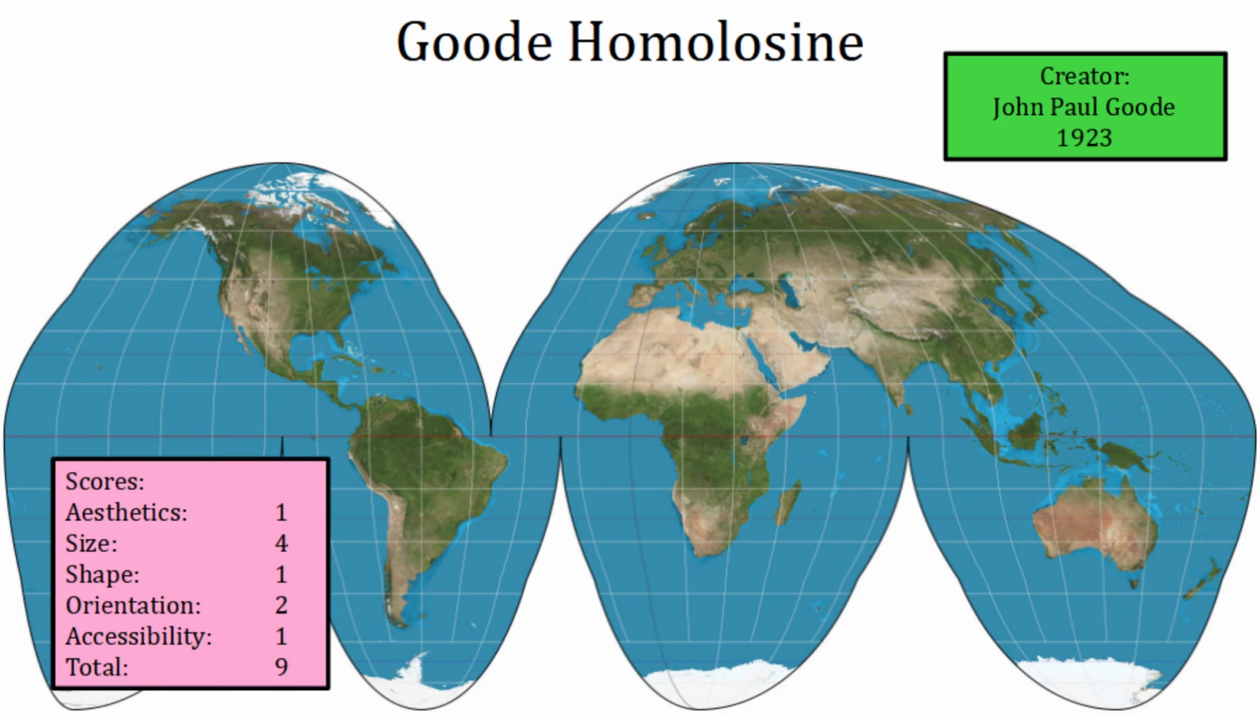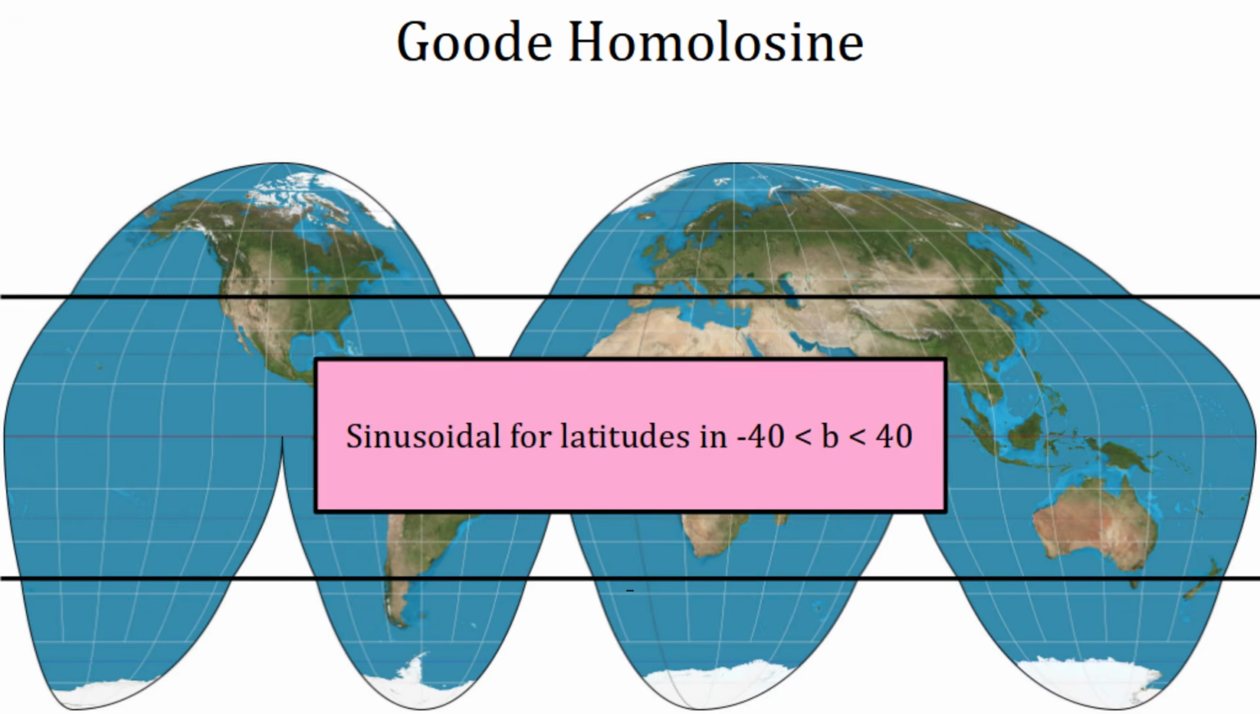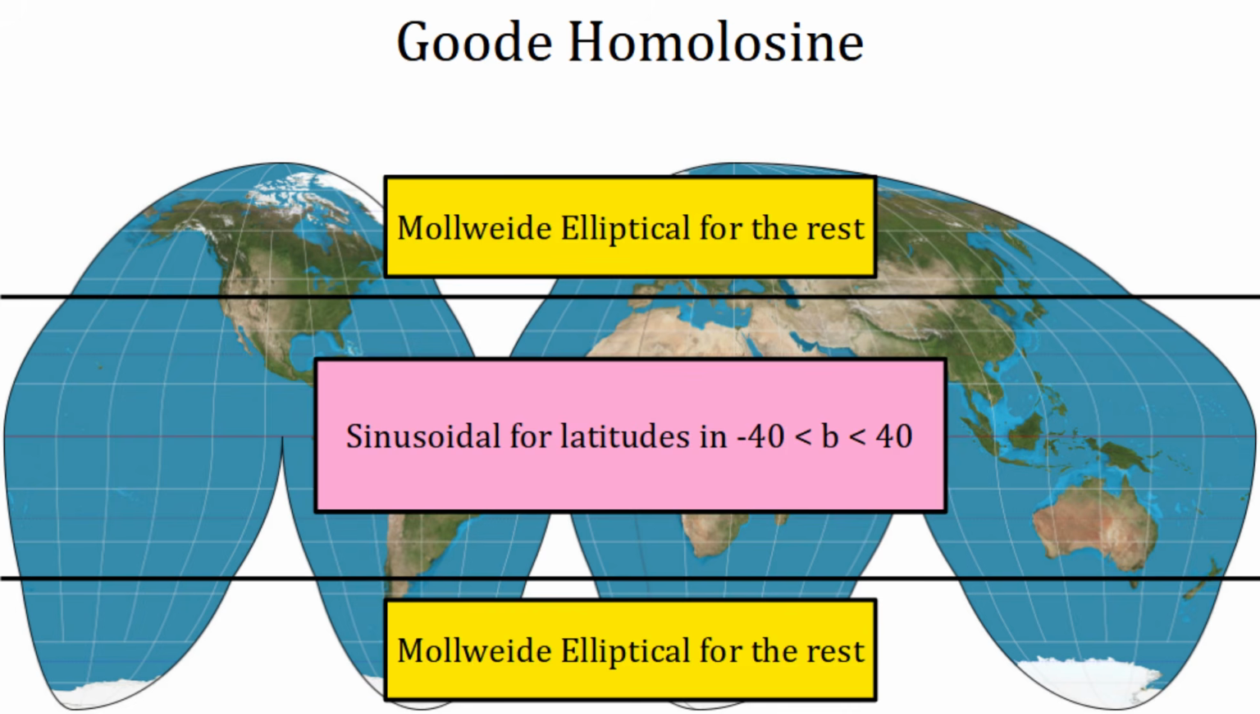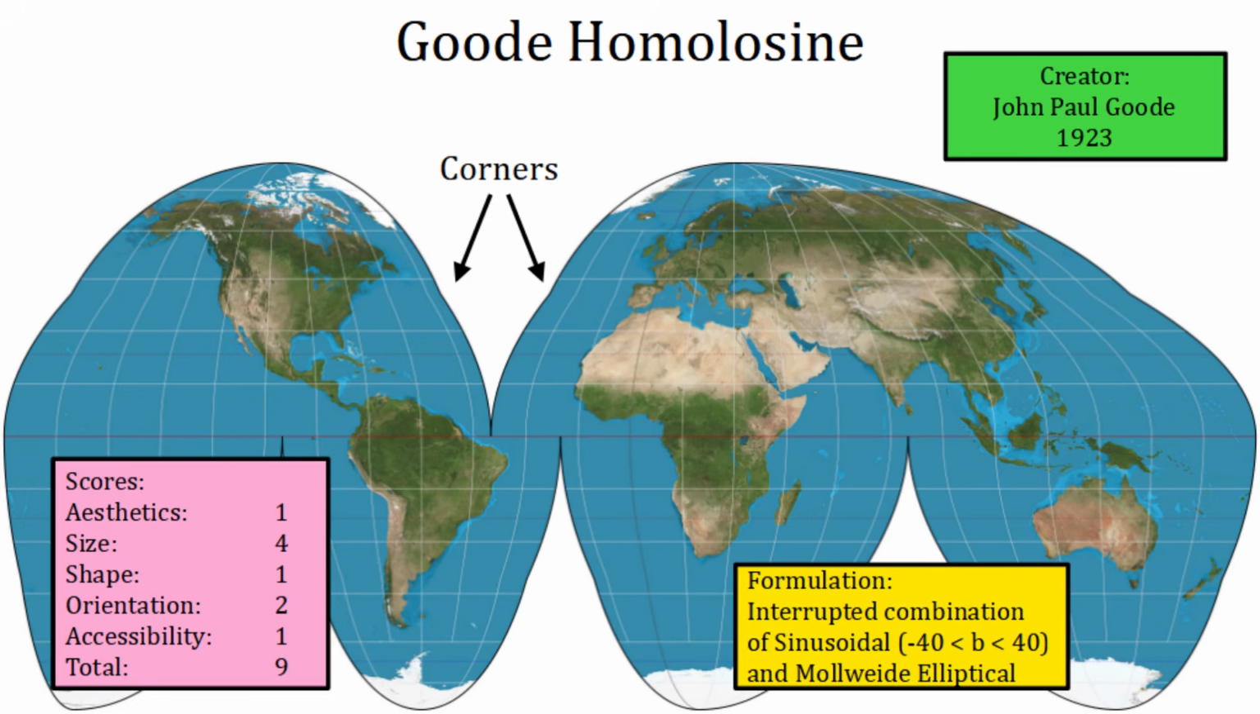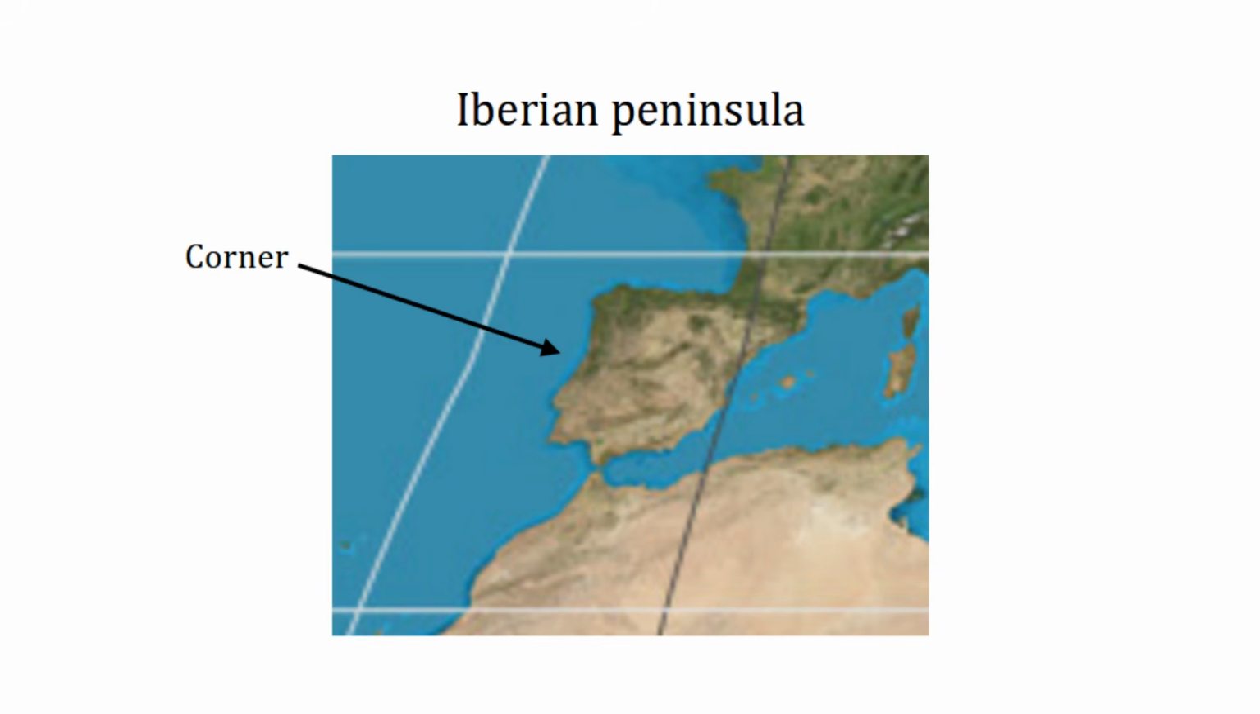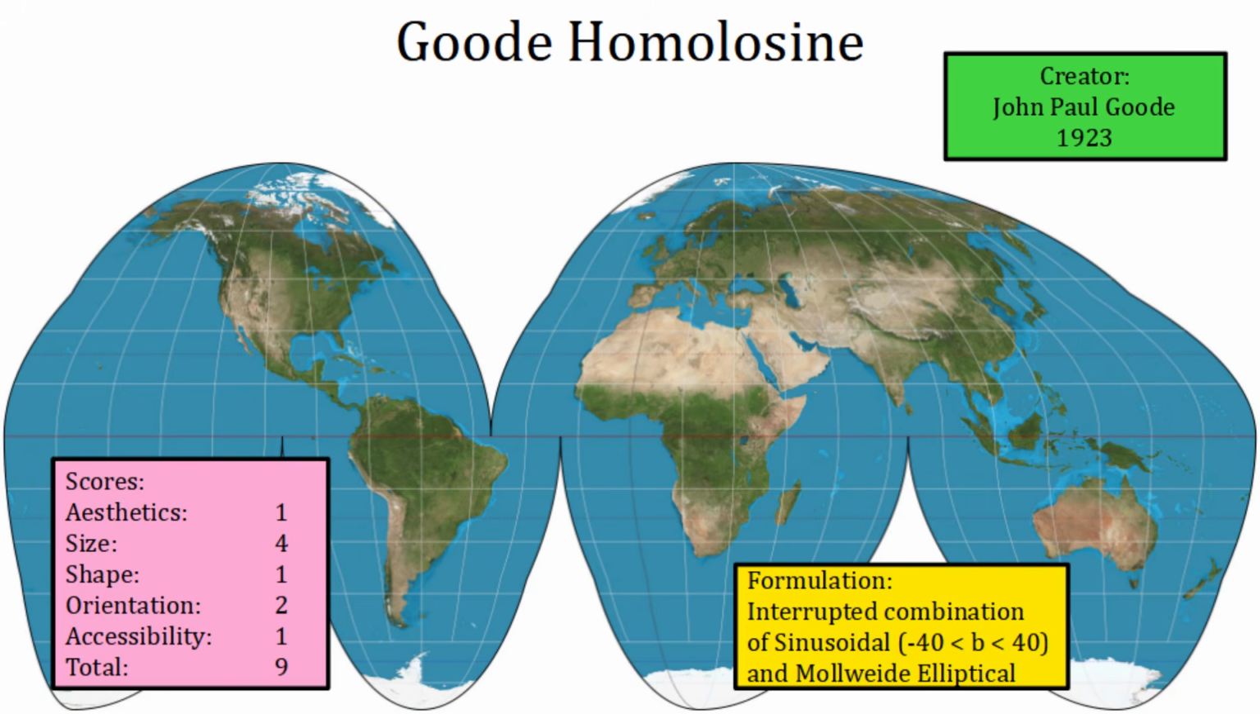It keeps the continents natural looking and cuts them apart at the oceans. But it's actually not that simple. It uses the sinusoidal projection for latitudes less than 40, but for the rest, it uses another projection called the Mollweide elliptical, which I will cover later in the video. As a result, you can clearly see corners where it changes projection types. This even applies to landmasses. Just look at the Iberian Peninsula. For those reasons, its score is not very high, but it is still equal area.